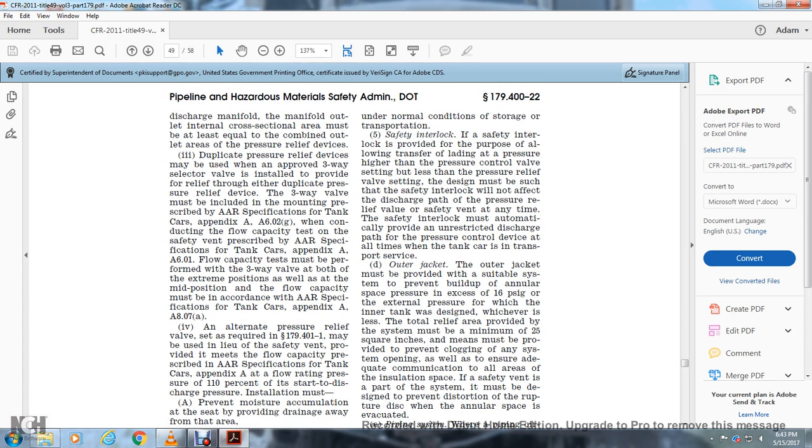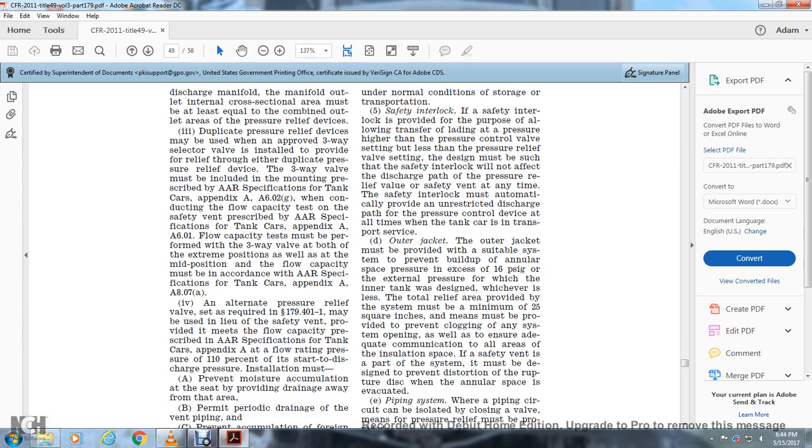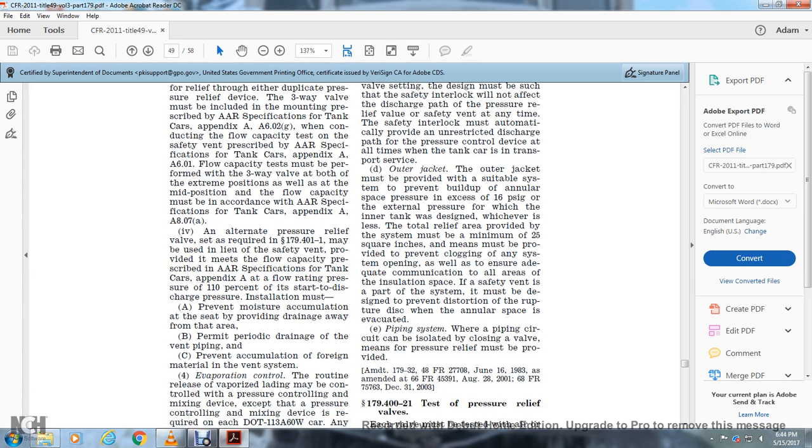Under no conditions during storage and transportation is a safety interlock provided for the purpose of allowing the transfer of lading at a pressure higher than the pressure control valve setting but less than the pressure relief valve setting of the design, but the safety interlock will not affect the discharge path of the pressure relief valve safety vent at any time. The safety interlock must automatically provide an unrestricted discharge path of the pressure control device at all times when the tank car is transported and in service.